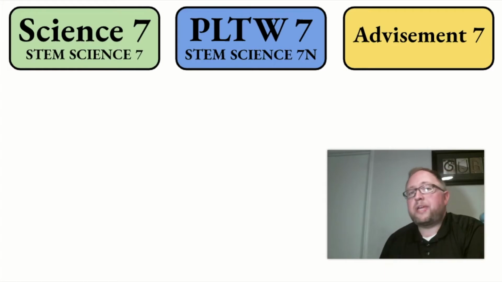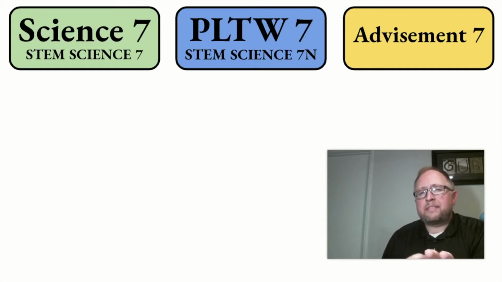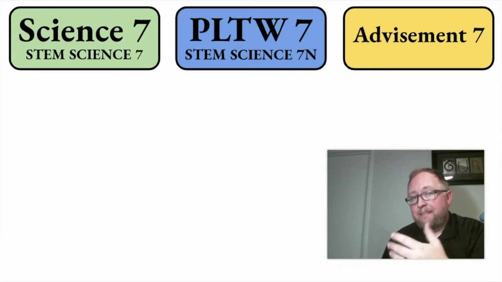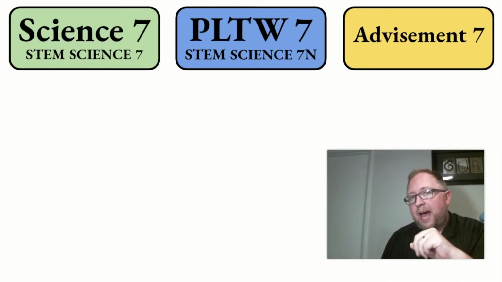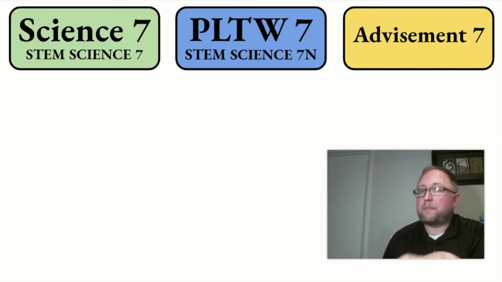I teach 3 classes at Lincoln: Science 7, PLTW 7, and Advisement. Science 7 and PLTW 7 on your child's schedule will say STEM Science 7 and STEM Science 7N. If you recall, or if your child was a 6th grader with us last year, we taught science as a 2-period class, but it was 1 class. This year, it's still 2 periods. 1 period, however, will be just science, and the other period will be just PLTW, which is engineering.